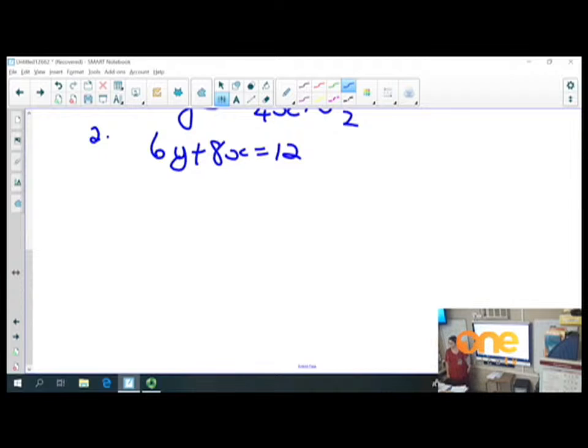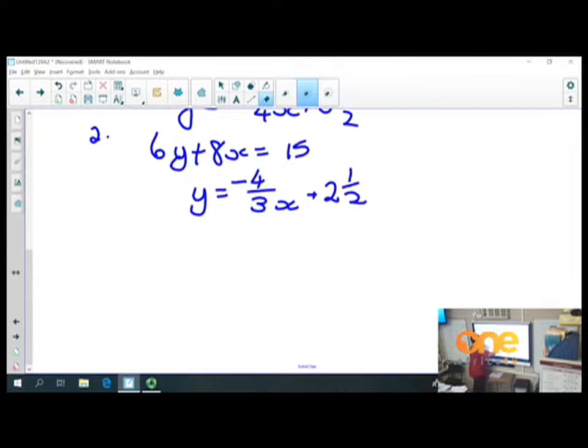How do I get gradients? Yeah, y is equal to mx plus c. So what will this one be? y is equal to negative 8 over 6, but eventually it's negative 4 over 3 x, plus 12 divided by 6. Oh, the moment when I skip a step, then I lose you. That is 2. Okay. But you're not really going to do that.